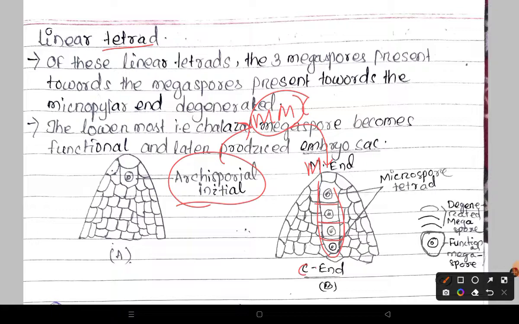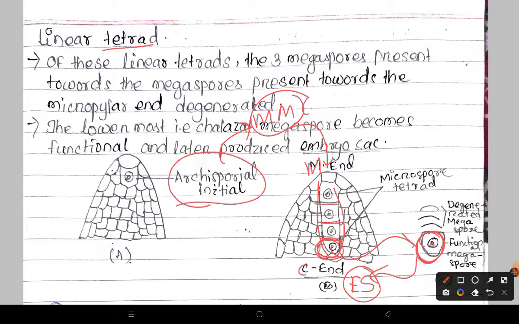Of which the chalazal megaspore, 1, becomes functional and the rest 3 degenerate, and this functional chalazal megaspore helps in the production of the embryo sac.